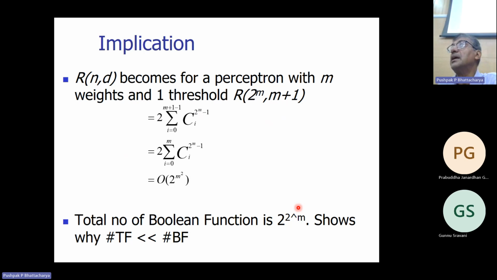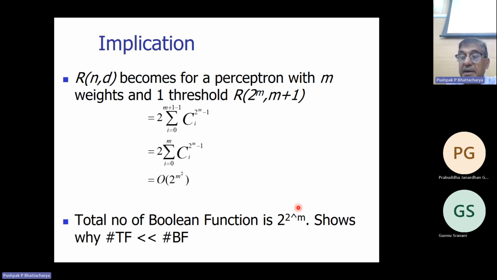For 64,000 Boolean functions, the number of threshold functions is only 1008. For 256, 128. So it decreases very fast as the number of inputs increases for the perceptron. So this means that perceptrons have very limited computing power. That's true, and therefore we have to do something about it, which we are going to do.